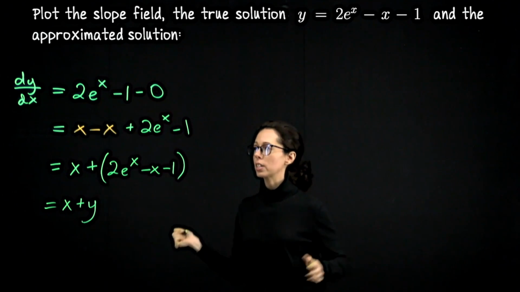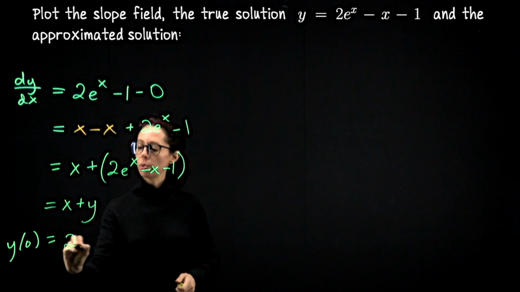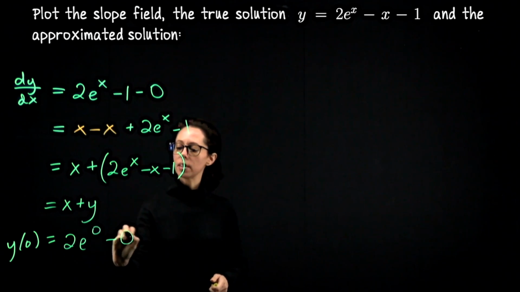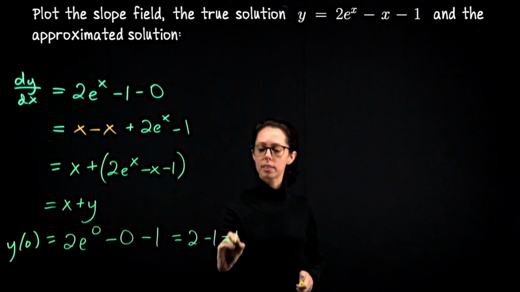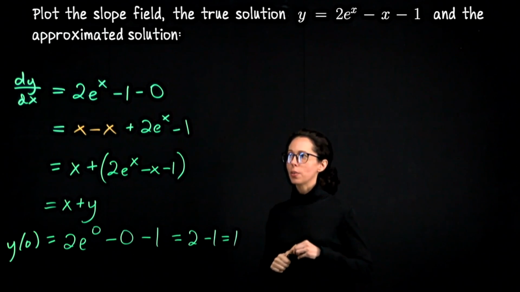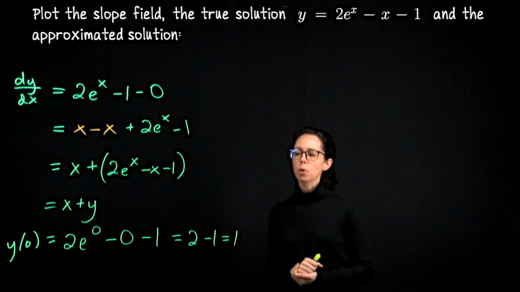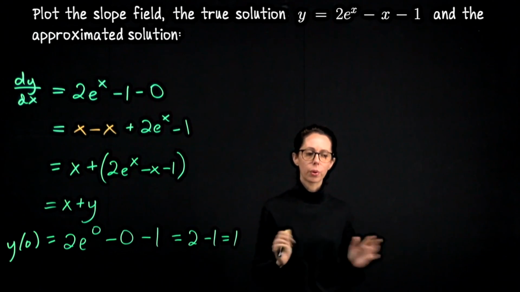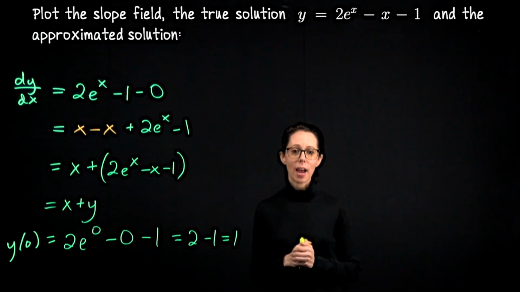Now let me verify the initial condition as well. I should do that. So what is y of 0? It's 2e to the 0 minus 0 minus 1. So that's 2 minus 1 is 1, which is exactly what we wanted to see. So this is the solution to this differential equation, or rather this initial value problem. I'm going to erase this just so that we have the full room to see the picture. So let me give you a minute to finish copying this down, and then we'll look at the graphs.